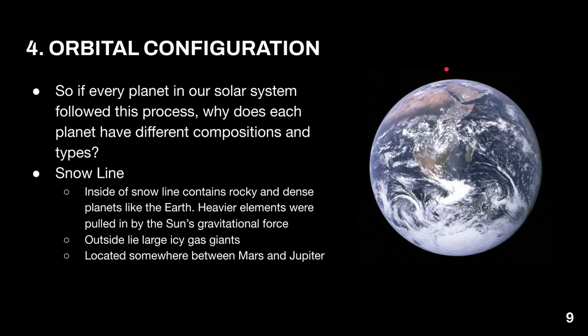Inside the snow line contains rocky and dense planets like Earth and Mars because heavier elements were pulled in by the sun's gravitational force, which leaves icy gas giants forming outside the snow line. And if you are having trouble imagining the imaginary snowline, the snowline is located somewhere between Mars and Jupiter. So inside this line, we have rocky, dense planets, and outside we have icy gas giants. And this formation is known in a collective term of orbital configuration.